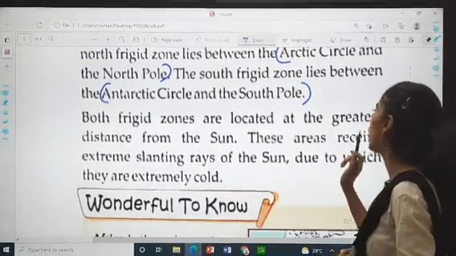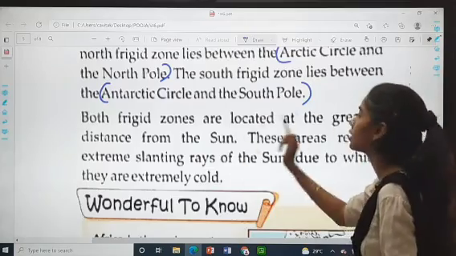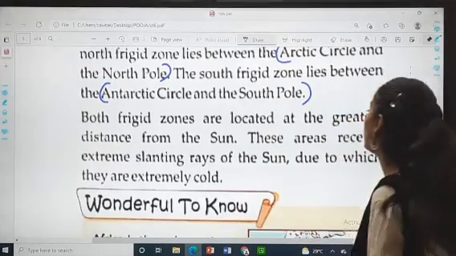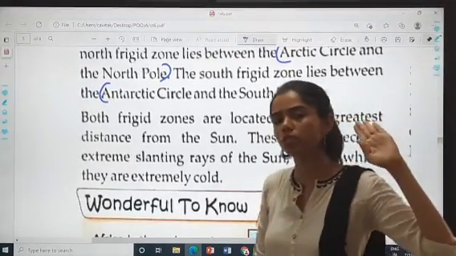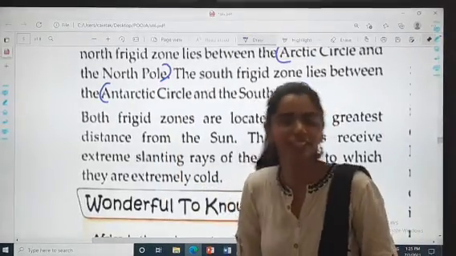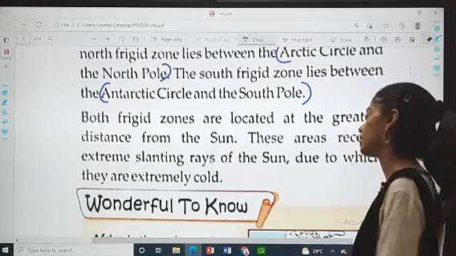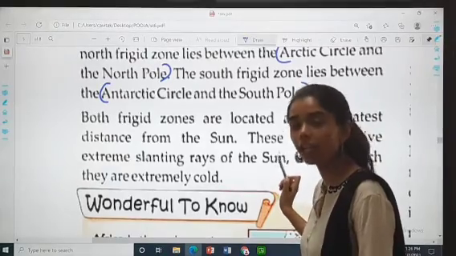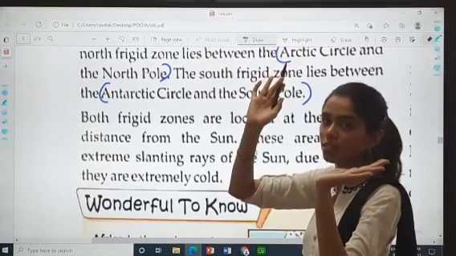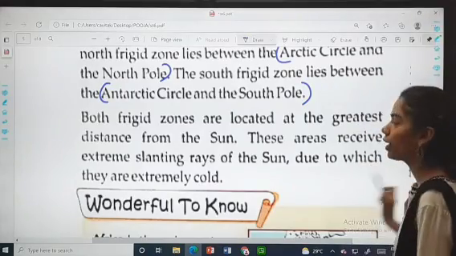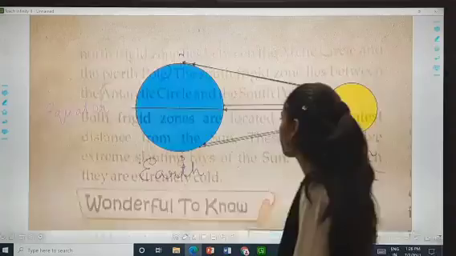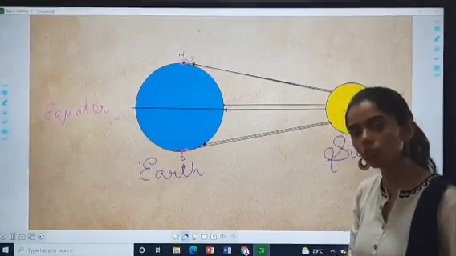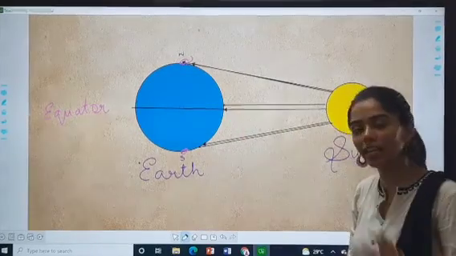Both the frigid zones are located at the greatest distance from the sun. So where are both these zones located? They are located at the greatest distance from the sun. That is, they are very, very far from the sun. That is why they receive less sunlight. These areas receive extremely slanting rays of the sun, due to which they are extremely cold. As I have already shown, they come over here at this point, the North and South Frigid Zones, and this is why they receive less sunlight.